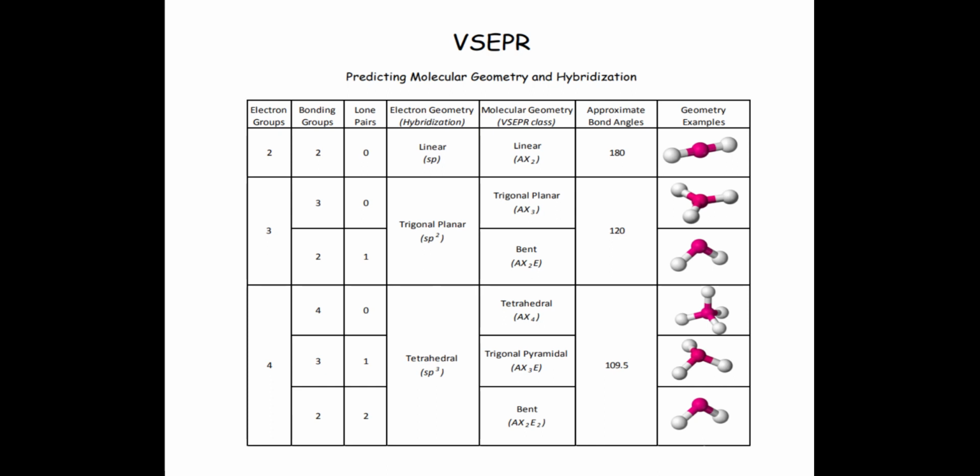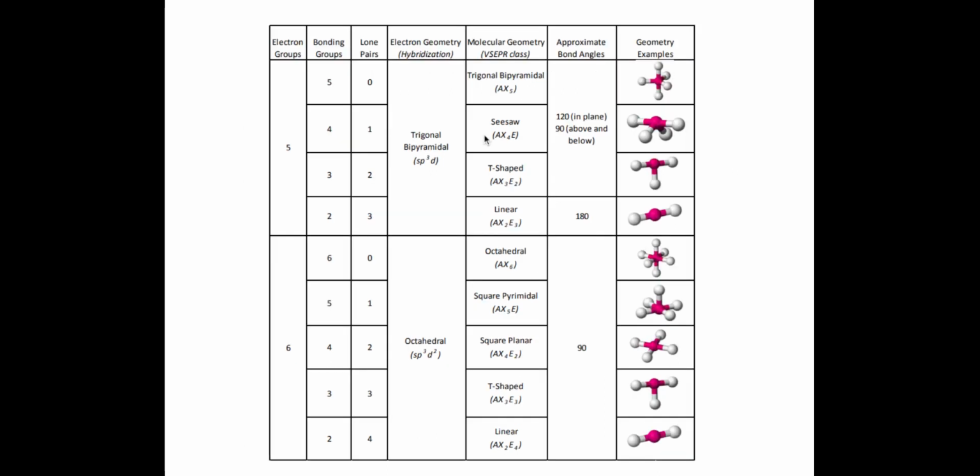But if they were to put the lone pairs in, the shape would be tetrahedral for the electron groups. So all the electron groups would still have a tetrahedral shape, but the atoms themselves have a different shape. Okay, and the table continues here as well.